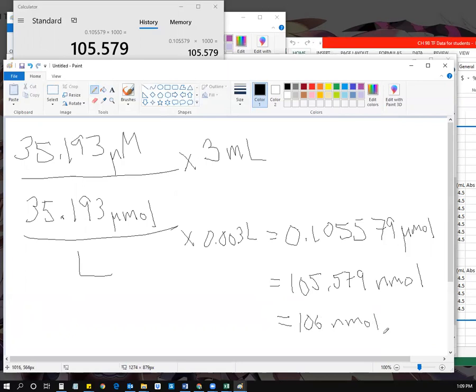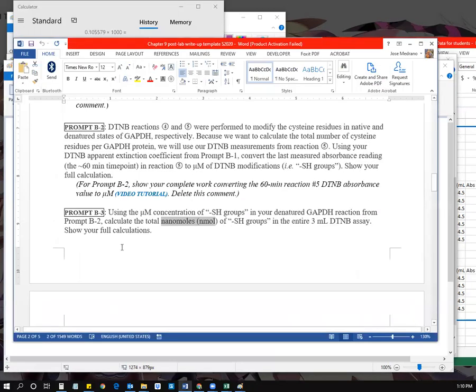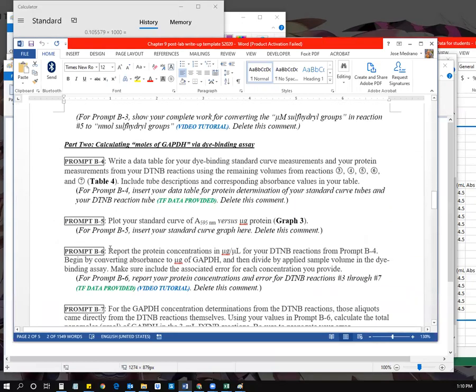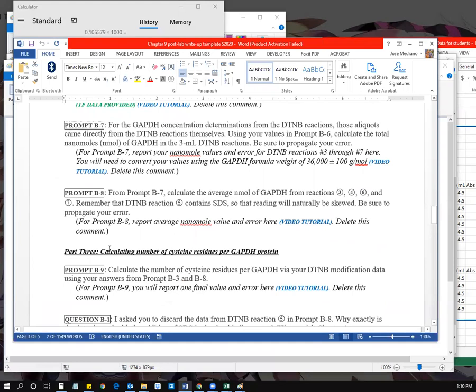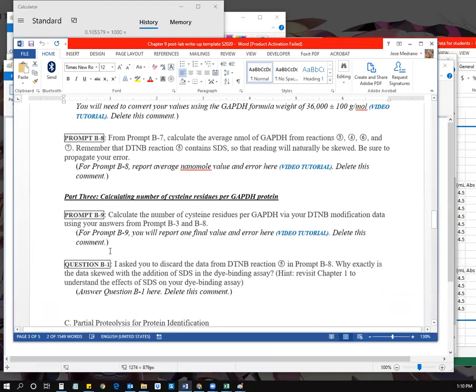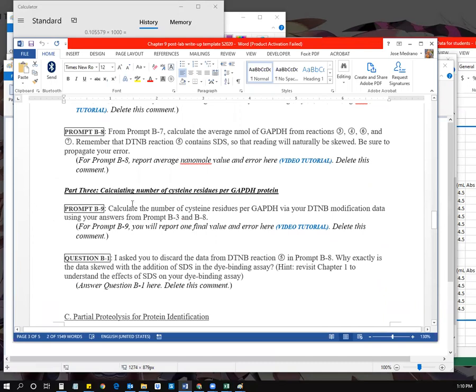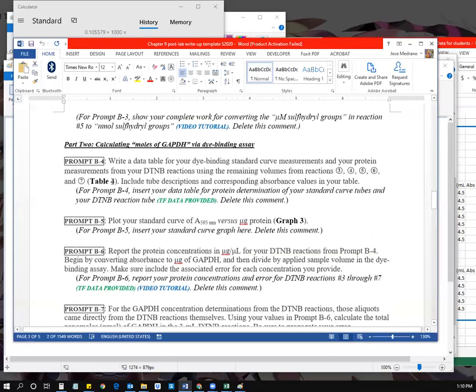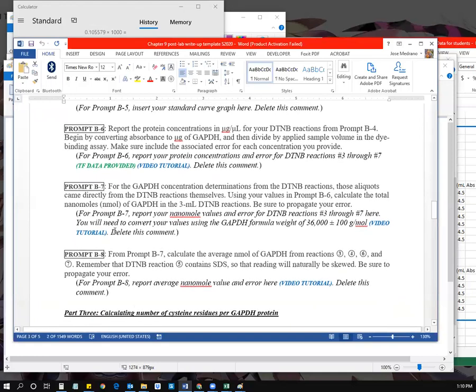So that is the how to perform the work for prompts B1, B2, and B3 in the Chapter 9 post-lab write-up. Once you get your answer for prompt B3, that is going to be the numerator for what you have to calculate for prompt B9, since doing this requires your answer from prompt B3. And the rest for prompts B4 through 8 is going to be in a separate video tutorial on how to do that.